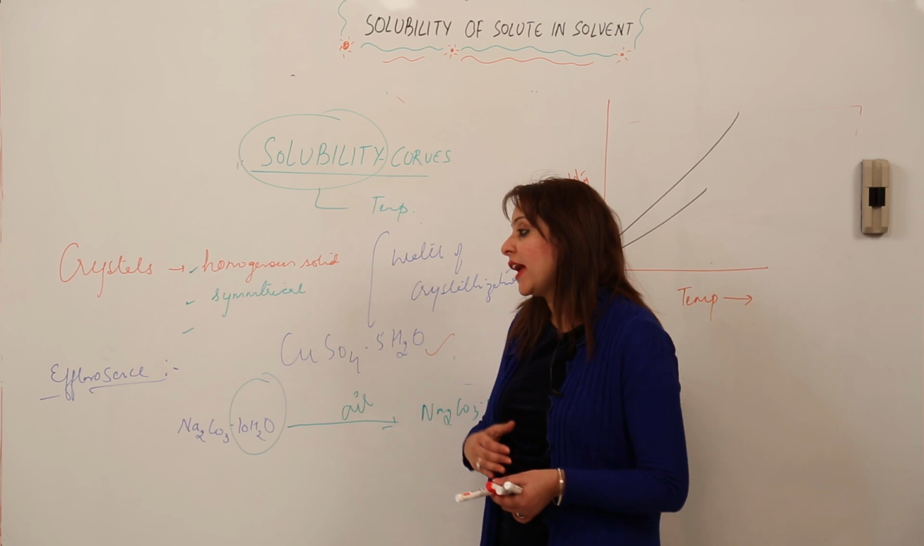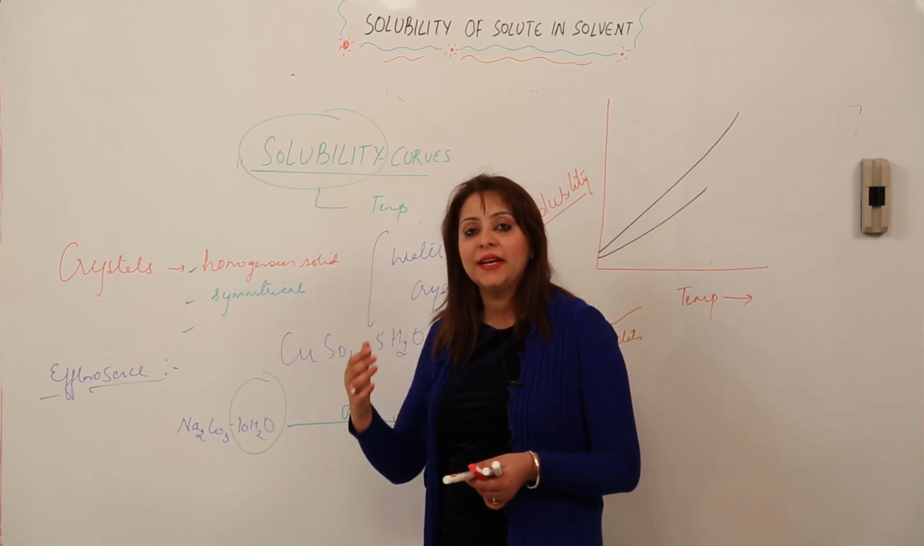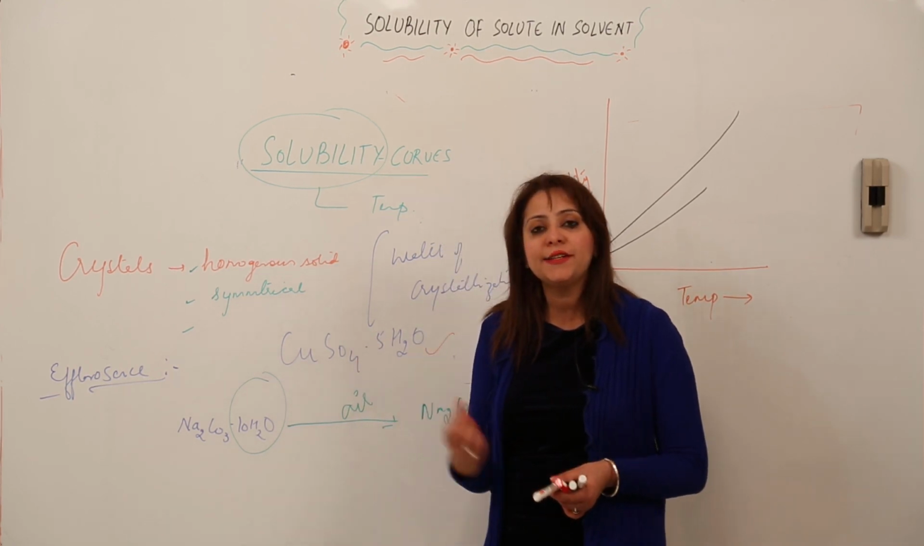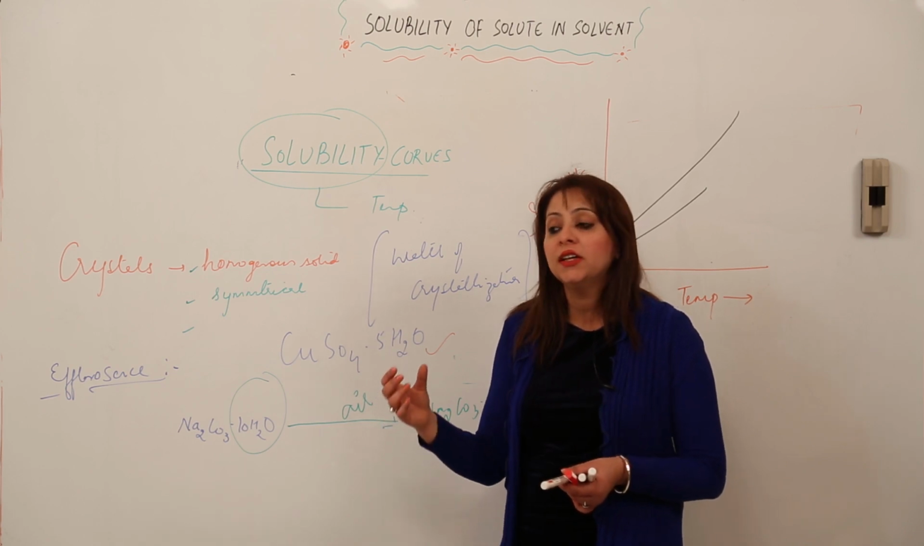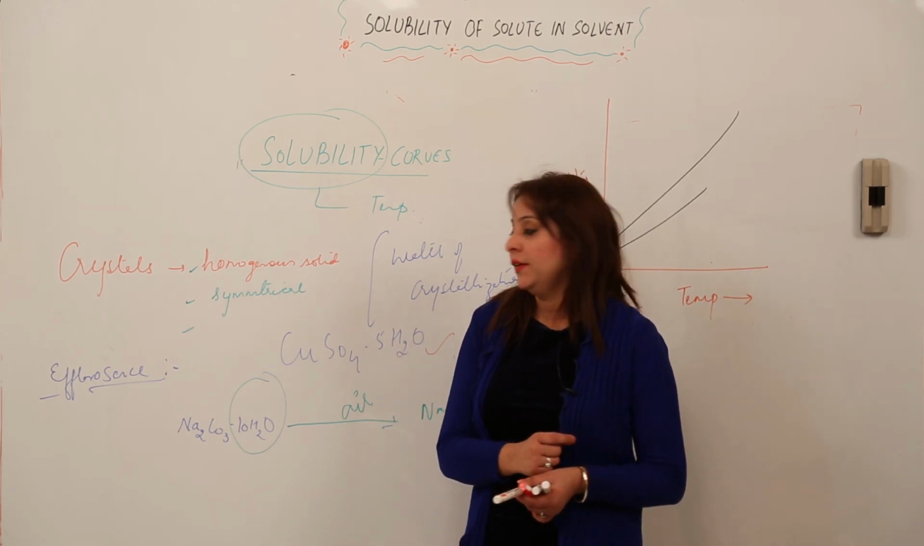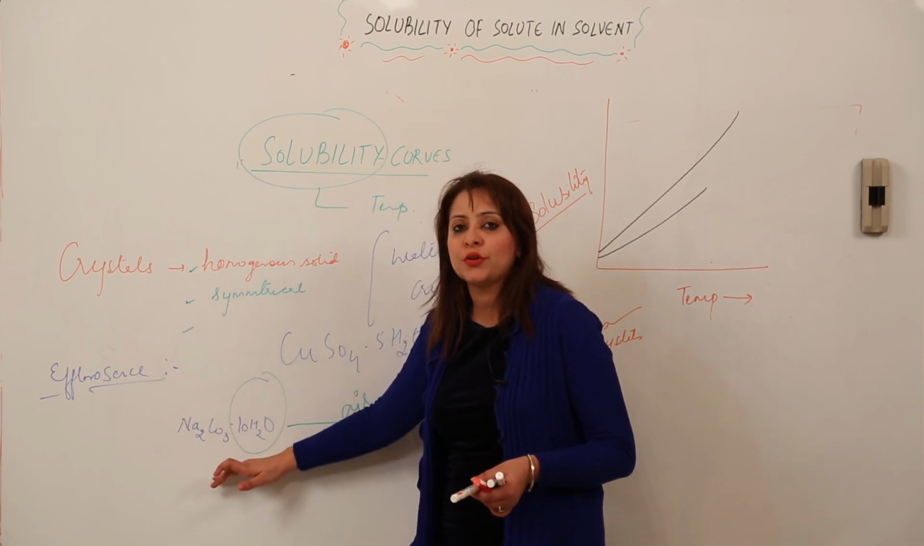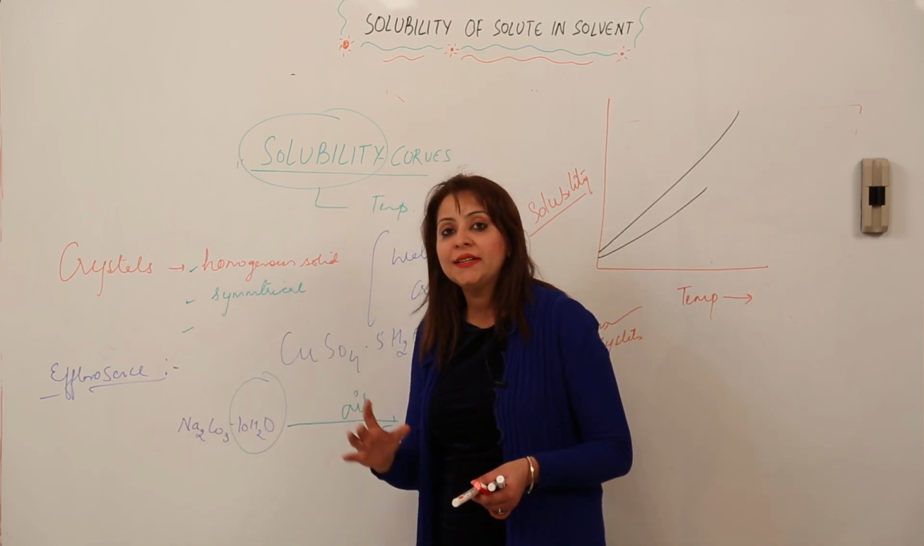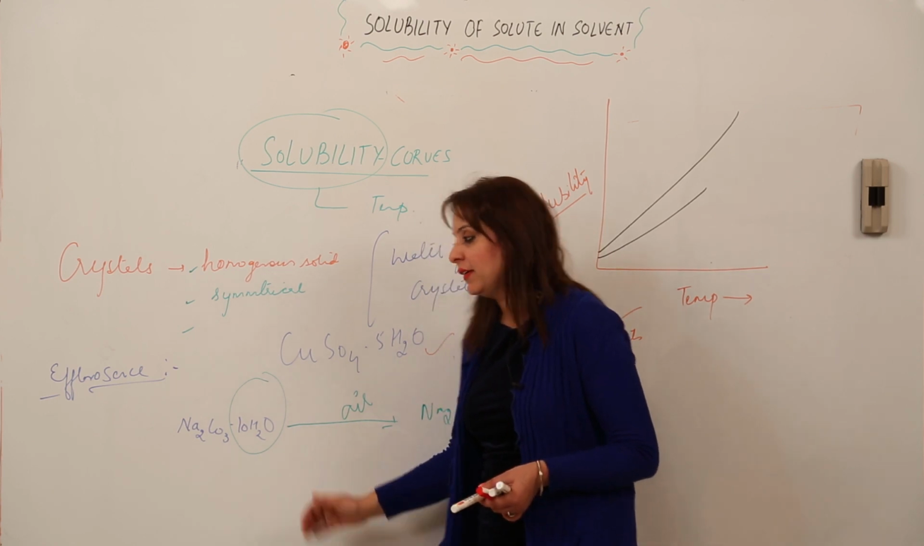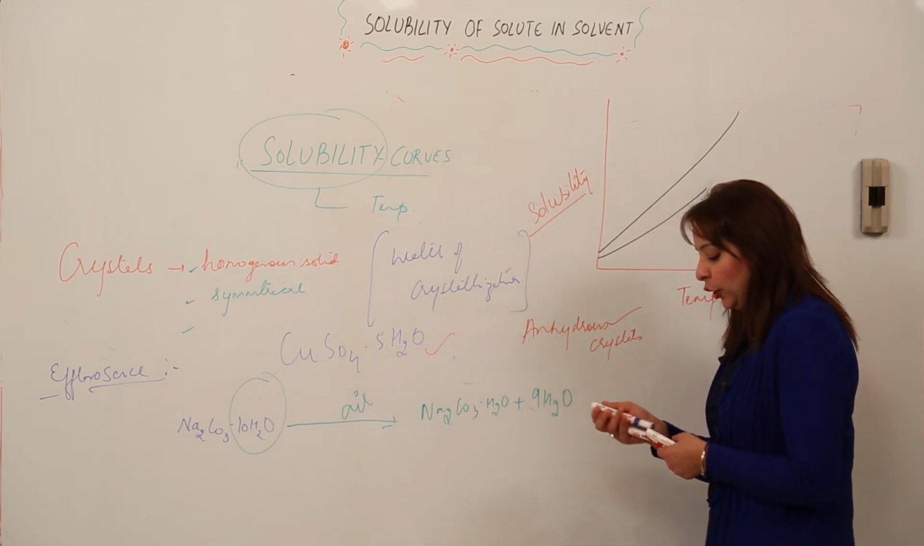As I told you in a previous lecture as well, when you are studying anything, just get into it. Don't get confused with terms which are synonyms of each other, right? So efflorescence just means the losing of water of crystallization. How? Not by heating, but by keeping in air. So this is called efflorescence.